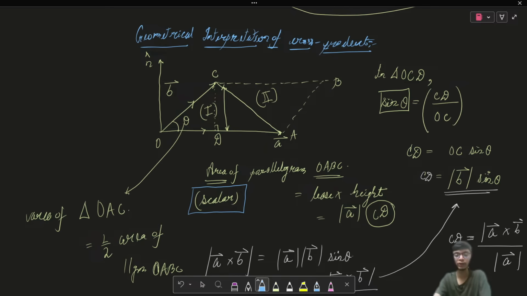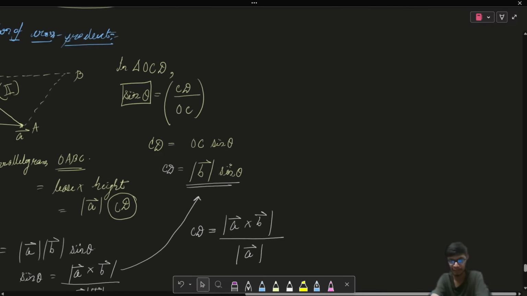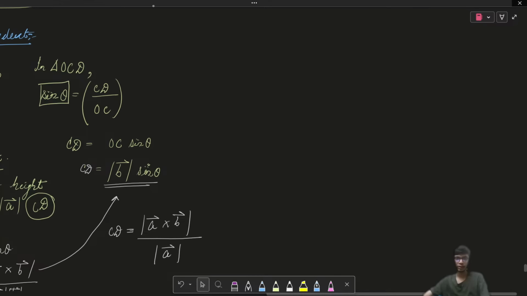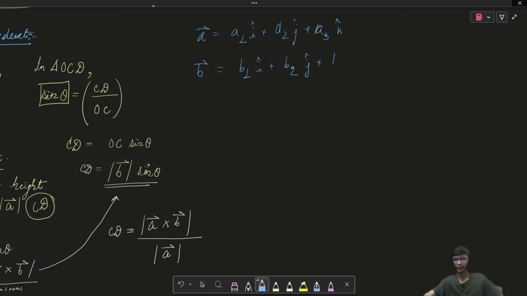So with this, let us also try to understand how we perform the vector product in terms of the components. If I have my A vector given as A1 i cap plus A2 j cap plus A3 k cap, similarly my B vector is given as B1 i cap plus B2 j cap plus B3 k cap. To perform A vector cross B vector, we have seen that whenever we take the cross product of a vector with itself, the result is 0. So i cross i, j cross j, and k cross k are going to be 0.